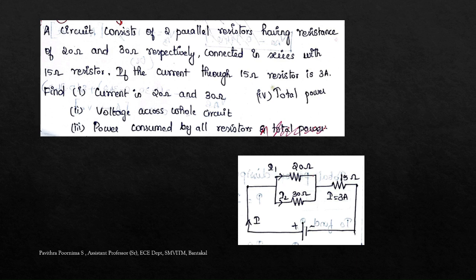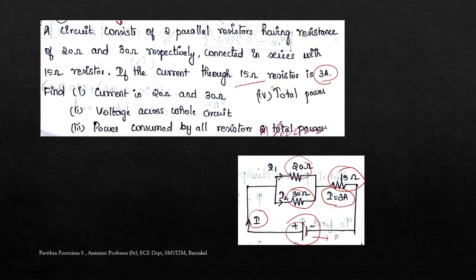So according to this question, there are two parallel resistors, 20 and 30, and this parallel combination is connected with the third resistor, the 15 ohm resistor. The current through the 15 ohm resistor is given, which is 3 amps. All together it is connected to one source. No value is given for the source, and even the value of I is not given. Only one current is given, 3 amps, for the 15 ohm resistor.